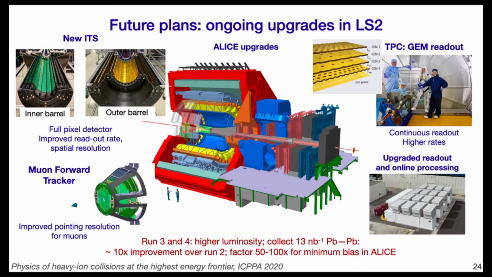The goal is then in Run 3 and 4 to collect 50 to 100 times more minimum bias data, as well as a large increase in total luminosity, which will also be beneficial for ATLAS and CMS and LHCb to some extent.